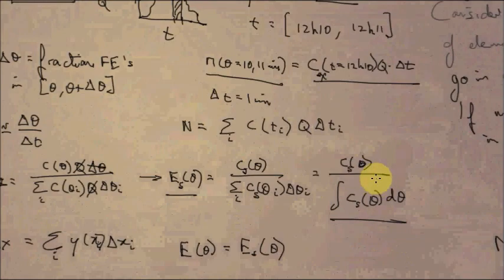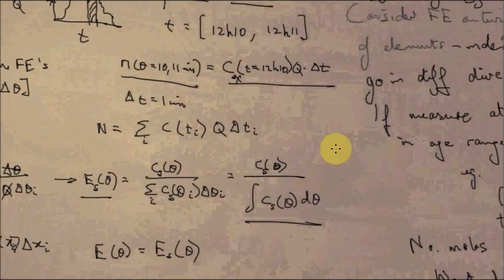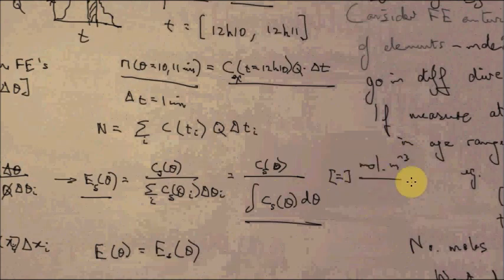And we can also think about a few comments here. We can consider the units of this. So the units look like, so up here we've got moles per cubic meter, and down here we are integrating moles per cubic meter with respect to time. So the units down here look like moles per cubic meter times time. So this is going to be 1 over seconds. So the unit of E of theta is 1 over seconds, right?